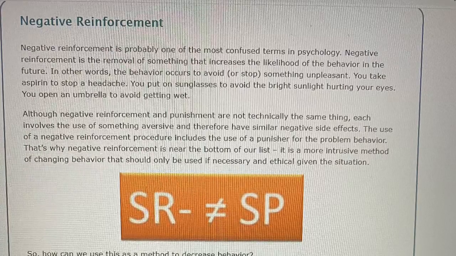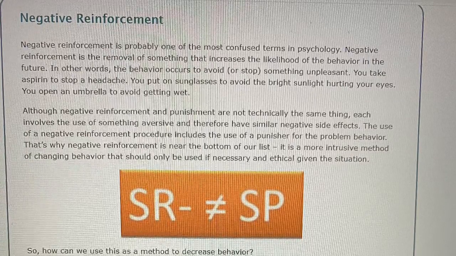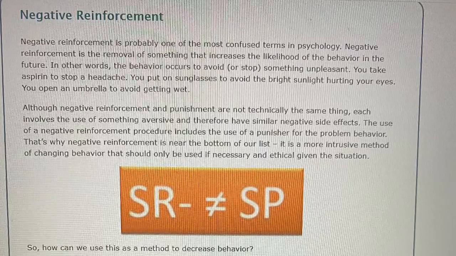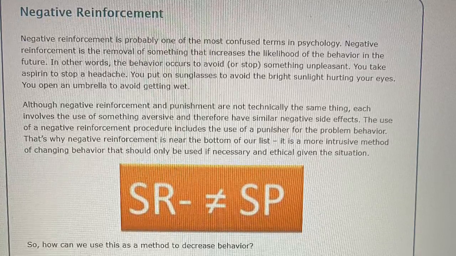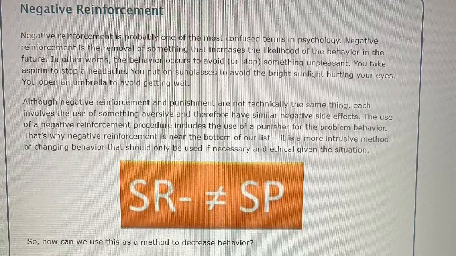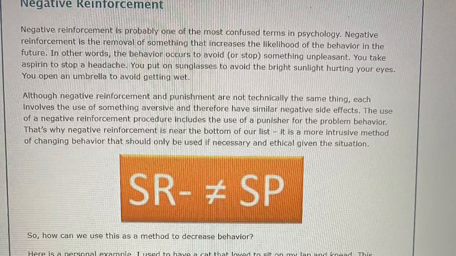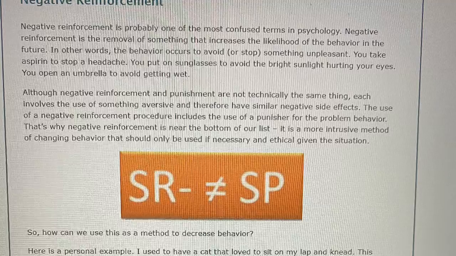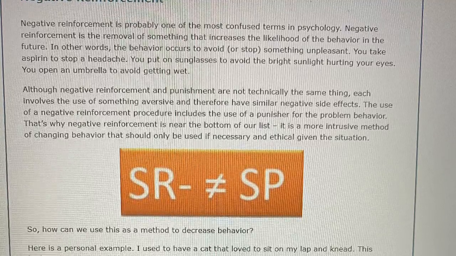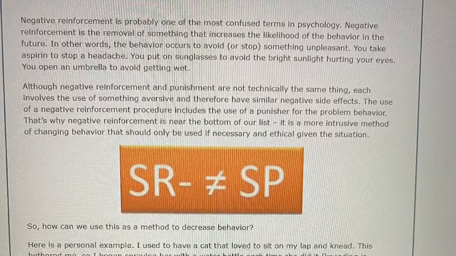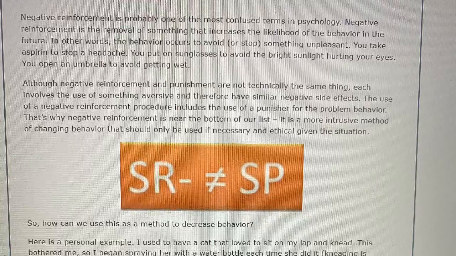Negative reinforcement. Negative reinforcement is probably one of the most confused terms in psychology. Negative reinforcement is the removal of something that increases the likelihood of behavior in the future. In other words, the behavior occurs to avoid or stop something unpleasant. You take aspirin to stop a headache. You put on sunglasses to avoid the bright sunlight hurting your eyes. You open an umbrella to avoid getting wet.